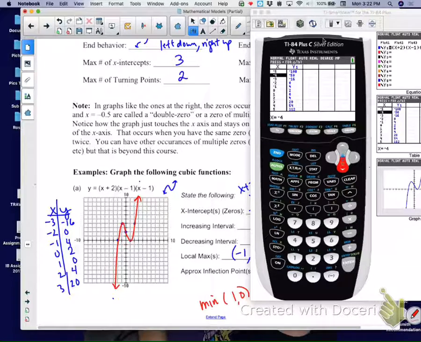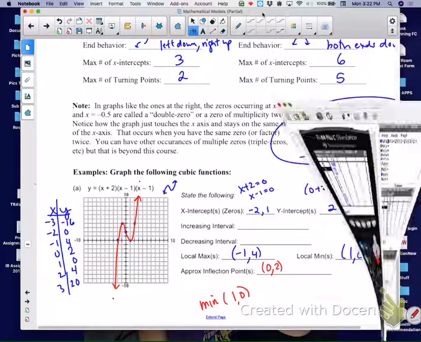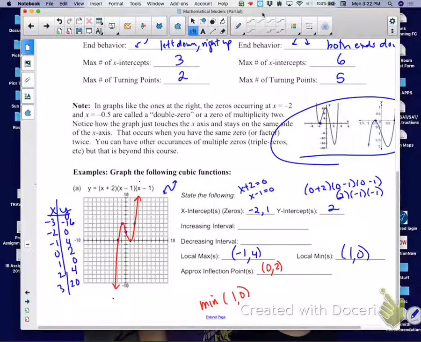But we're good, okay? Now, we can get the rest of our information here that we need. The increasing interval: the graph, as I go from left to right, is going up until it gets to my maximum. So from -infinity to -1, the graph is going up. Now remember, these are intervals of x's. So from way over here, which would be -infinity, the graph is going up, up, up until it gets to right here.